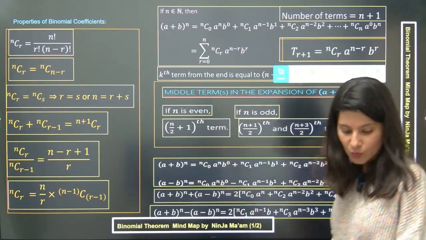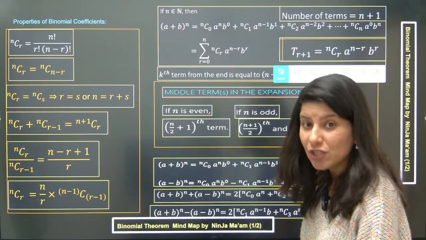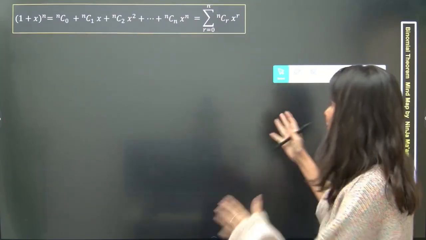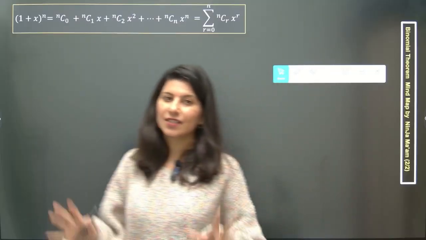And now let us move on to the special case of the binomial theorem, which is this: (1 plus x) raised to power n.